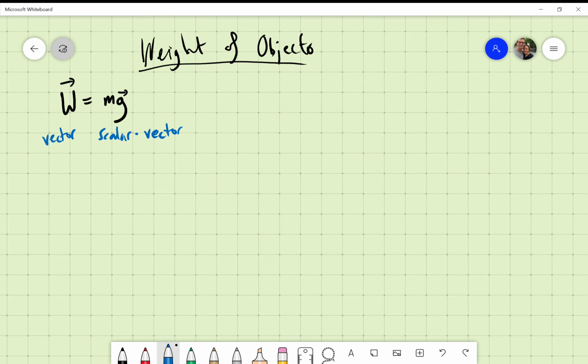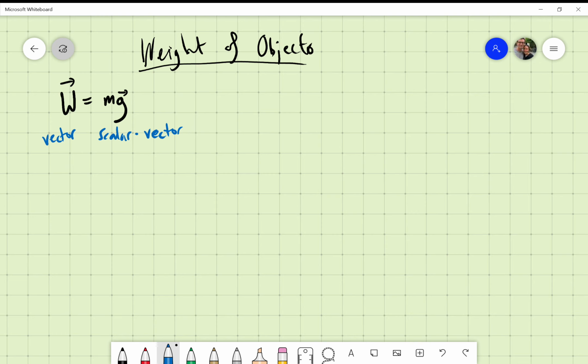It just does exactly what you think. A scalar just makes a vector bigger or smaller through simple multiplication. These kinds of formulas are pretty common. So you know that the m is a scalar because there's no vector sign above it.